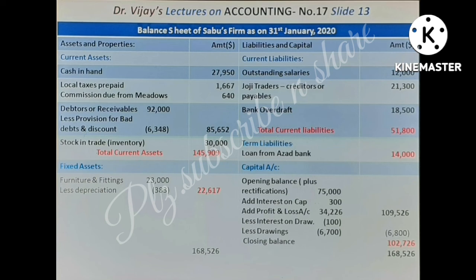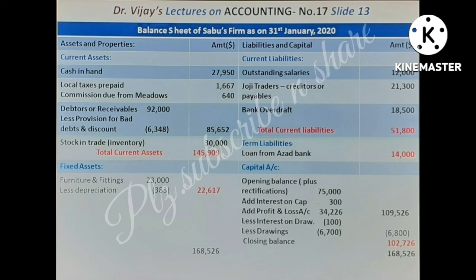The major current assets are cash, receivables and inventory. Here the total comes to 1,45,909. Then come fixed assets. Furniture and fittings 23,000 is the only item. Less depreciation, the net amount is 22,617. On the right-hand side, there are liabilities and capital.